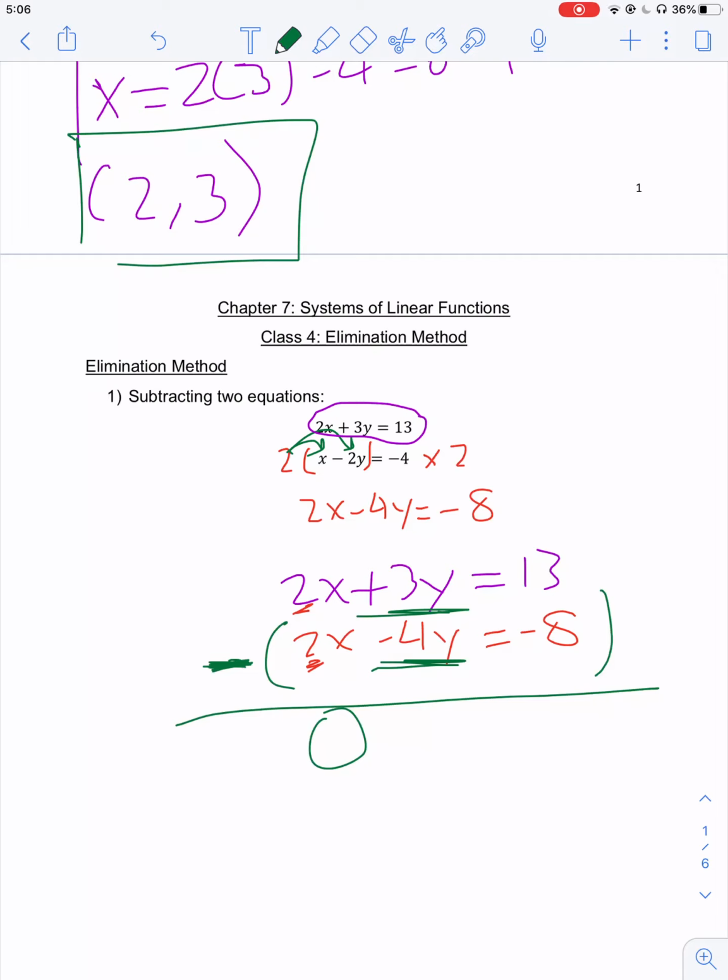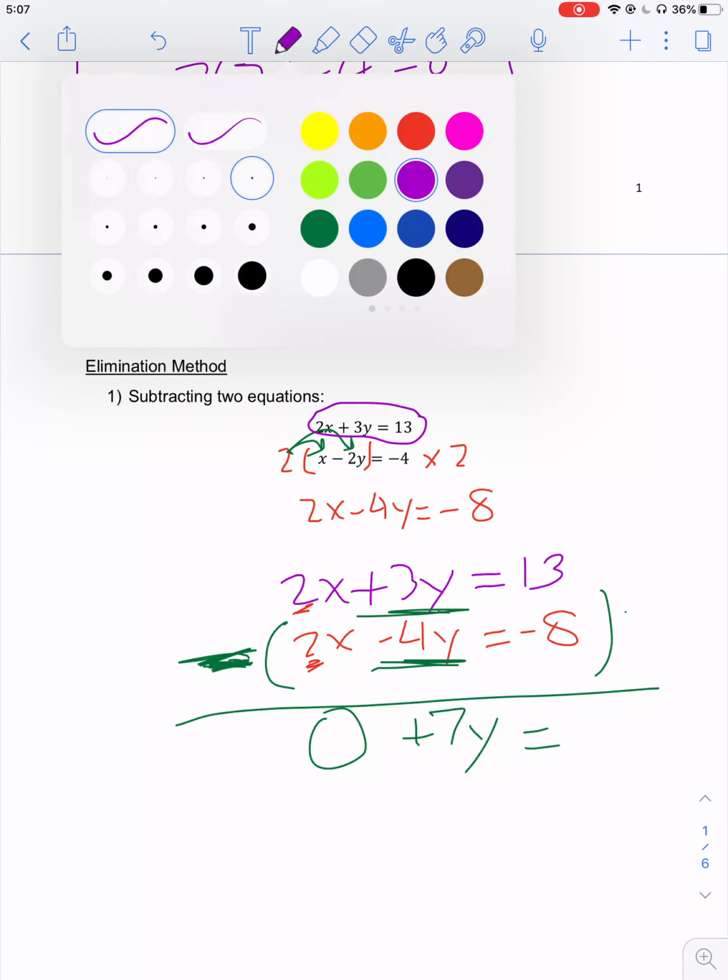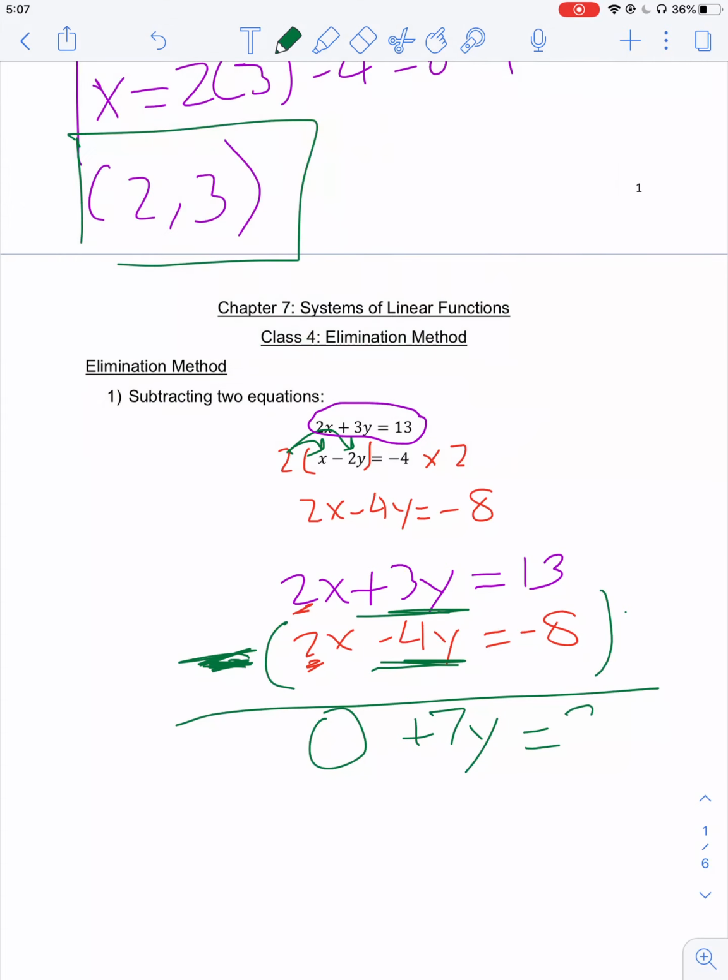So this gives me plus 7y is equal to 13, right? The 13 from here minus 8, which is 13 plus 8. Minus minus, remember, makes it positive. And if you're confused, just use your calculator, and then you're going to get 21.